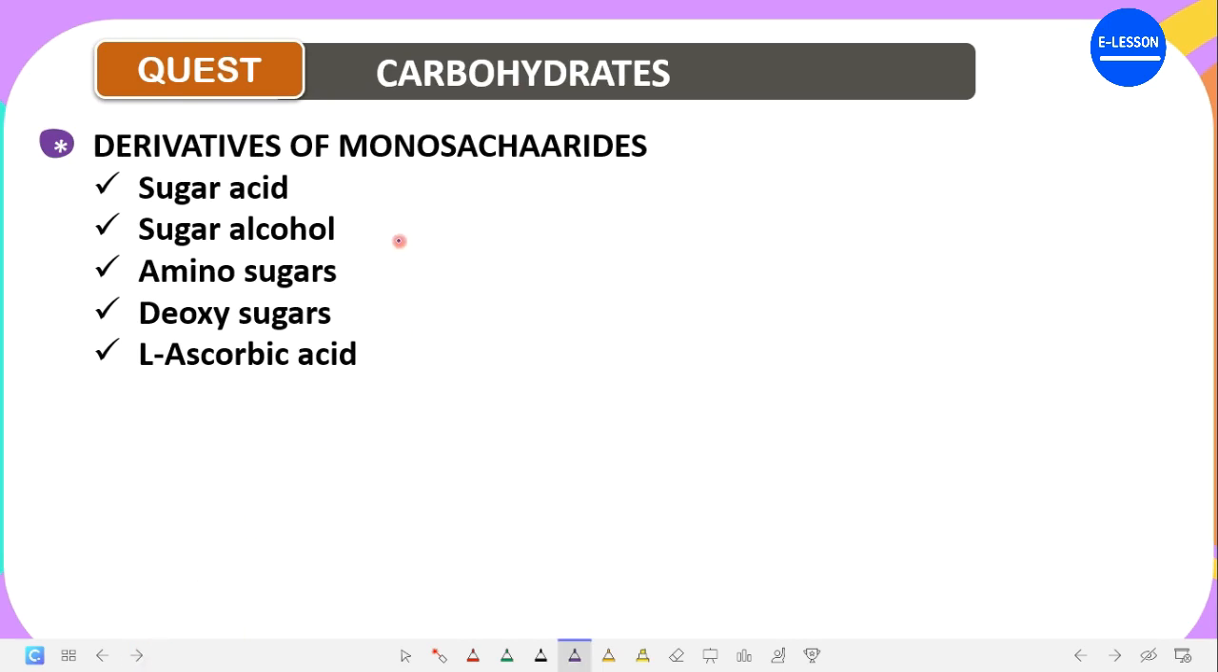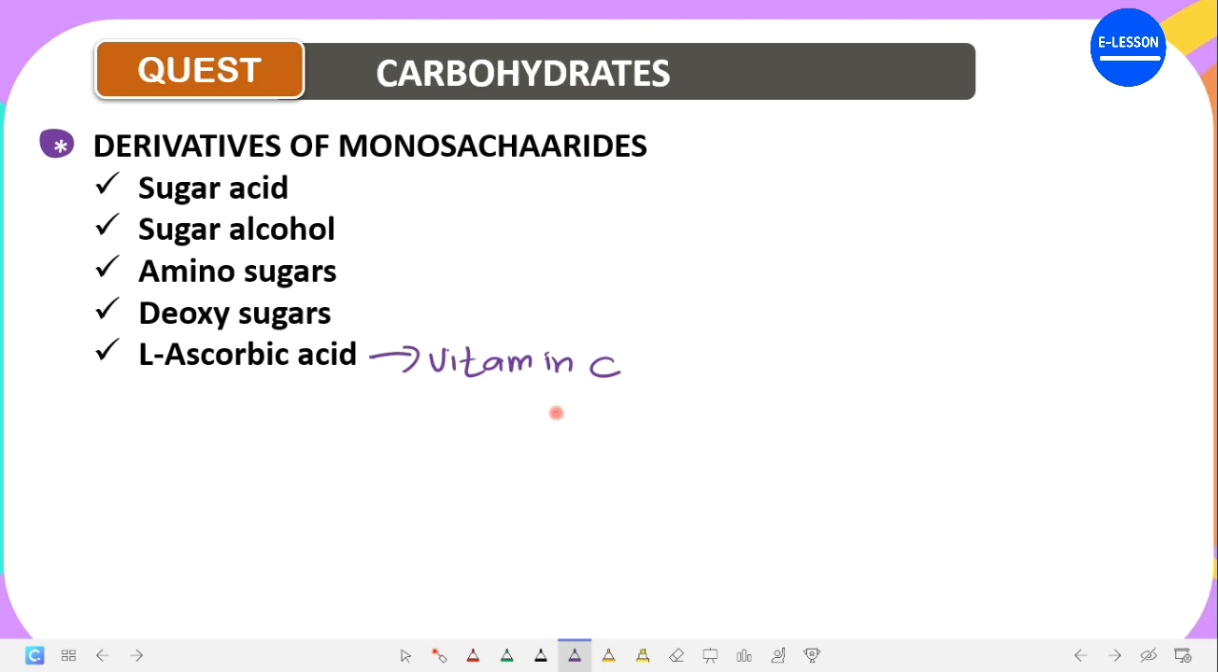Now, let us look at the derivatives of monosaccharides to start with. The derivatives of monosaccharides are sugar acid, sugar alcohol, amino sugar, deoxy sugars, and L-ascorbic acid. Now, L-ascorbic acid is what everybody commonly knows as vitamin C. It's not a carbohydrate, but it has a structure that is similar to the structure of carbohydrate.